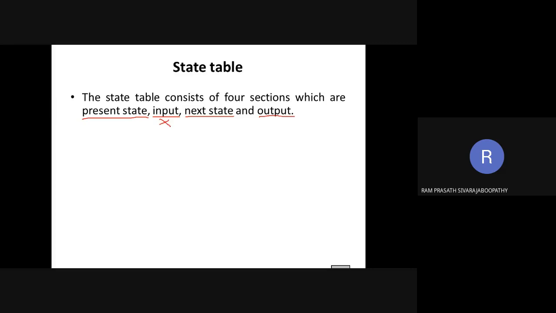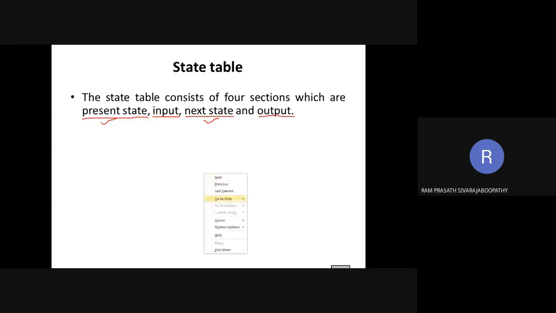In some cases, this input may not be present. So present state irukum, next state irukum. Output is also optional. Generally the output of the flip-flop is considered, or you will be having some other output. When solving the problem, you will understand what I am coming to say. See, kandipa present state irukum, next state irukum. Input and outputs are optional. Varadhan solla mudiyadhu, optional.